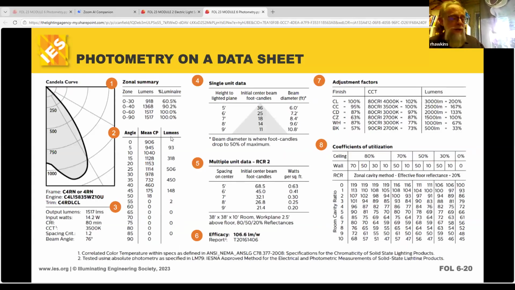Right. Other things on a data sheet. There was that cone I talked about giving you foot candles, how far below the fixture you get, right at the center of the beam. And we'll talk about that more.